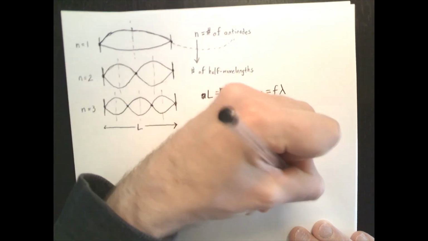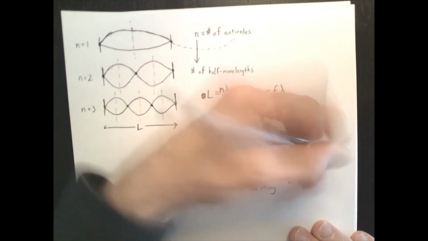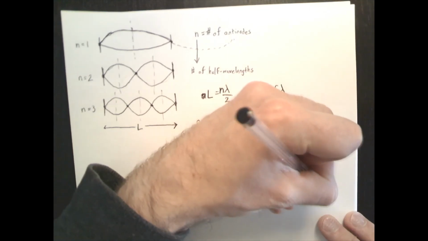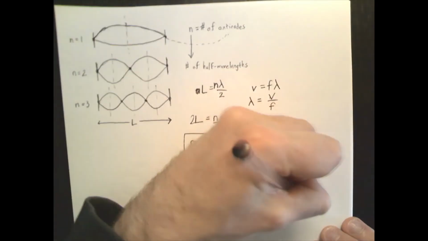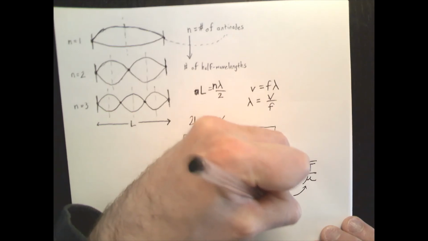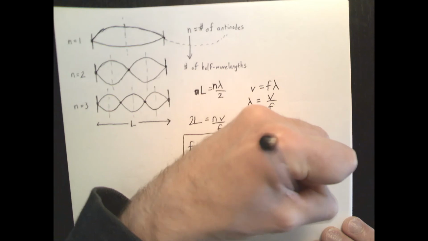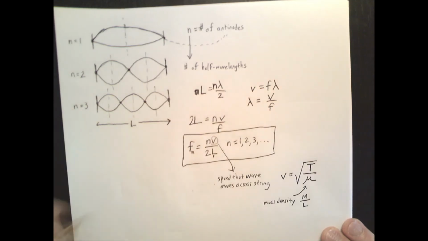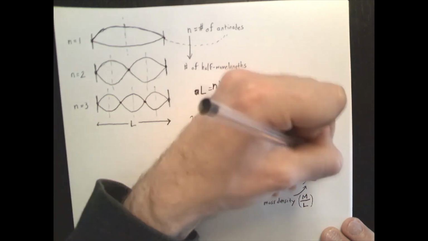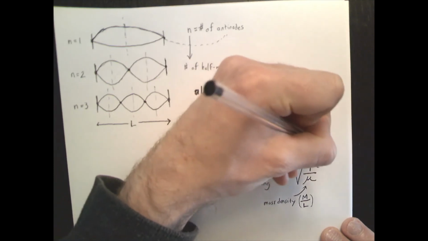It is proportional to the square root of the tension in the string, and this value mu, it's not friction, it is the mass density. So in other words, it is the mass per unit length of that string. This is the tension in that string.